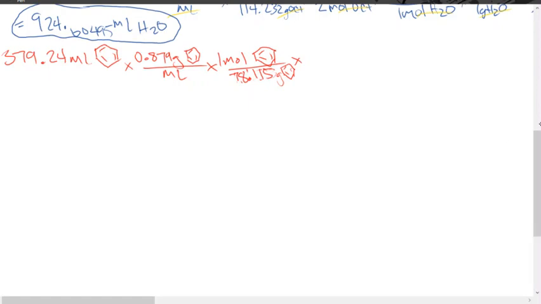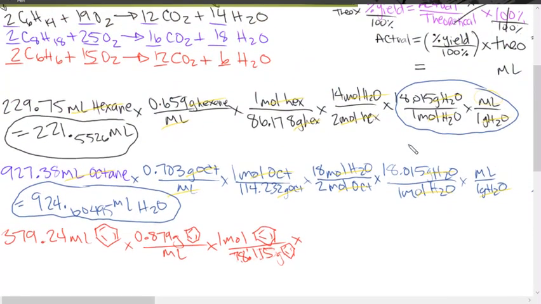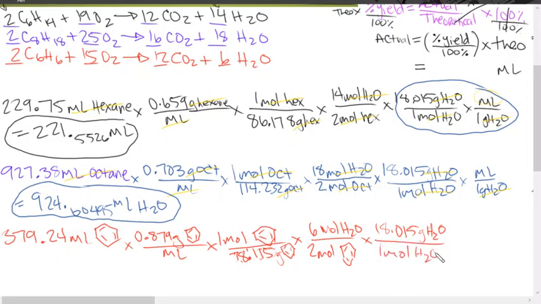And then, looking back at our balanced equation, 2 moles of benzene will give us 6 moles of water. And then 18.015 grams of water is 1 mole of water. And then, again, 1 gram of water per milliliter.